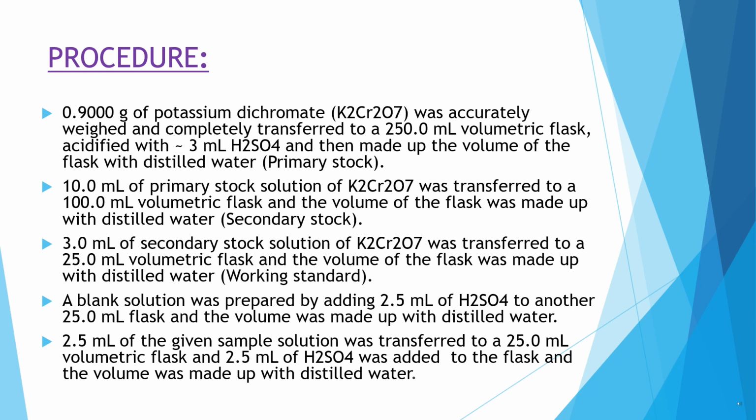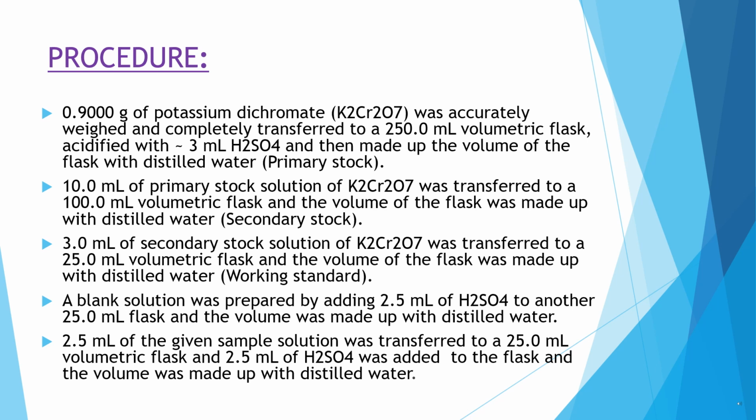10 ml of primary stock solution of potassium dichromate was transferred to a 100 ml volumetric flask, and the volume of the flask was made up with distilled water. This is the secondary stock. 3 ml of secondary stock solution of potassium dichromate was transferred to a 25 ml volumetric flask, and the volume of the flask was made up with distilled water. This is the working standard.